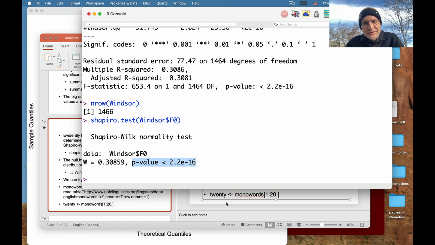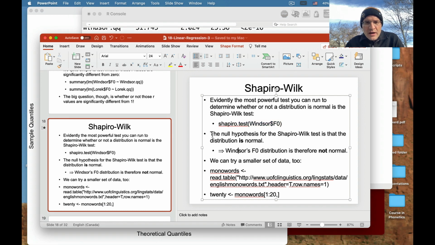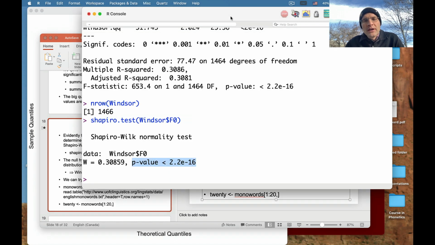How do we interpret this? I'll go back here to the notes. The null hypothesis for the Shapiro-Wilk test is that the distribution is normal. So if you get a significant effect when running the Shapiro-Wilk normality test, that means that your distribution is not normal, or that based on the results of this test, it thinks that the distribution is probably not normal. In this case, it happens because we have a really low W score.